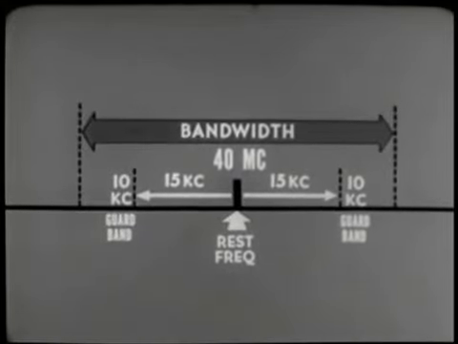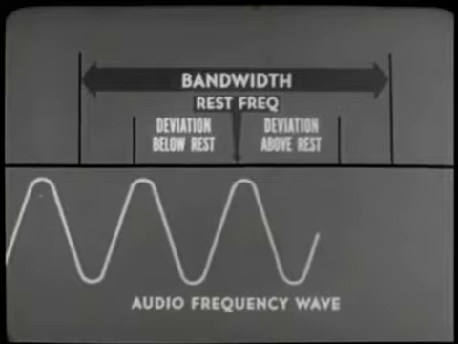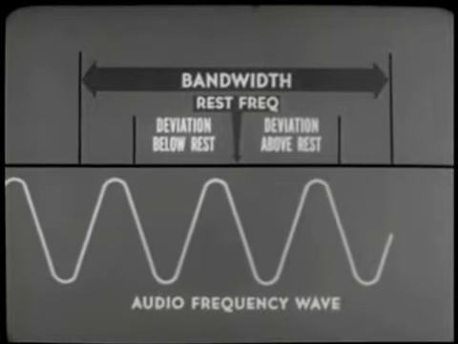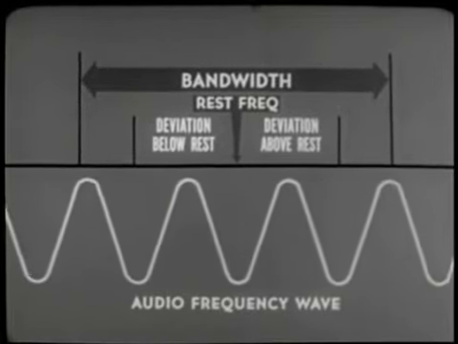The 50 kilocycle bandwidth is not a standard. All FM transmitters do not have the same deviations. It will vary in accordance with the equipment's design and mission, but the principles under study apply to any and all FM transmitters. Ordinarily, an audio frequency wave is visualized horizontally like this.